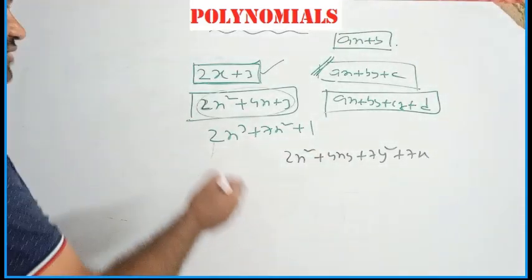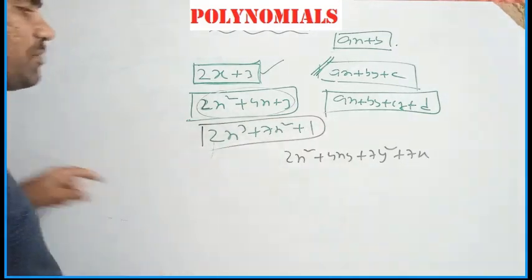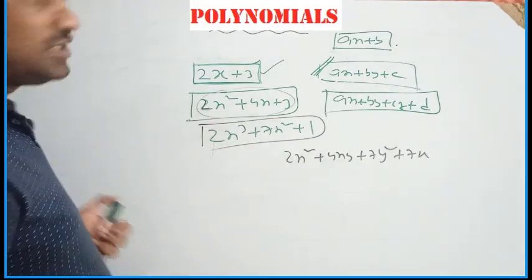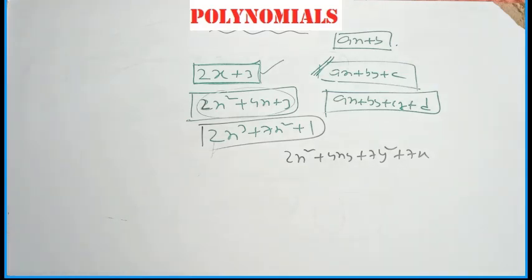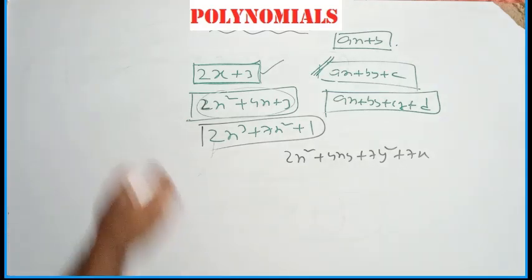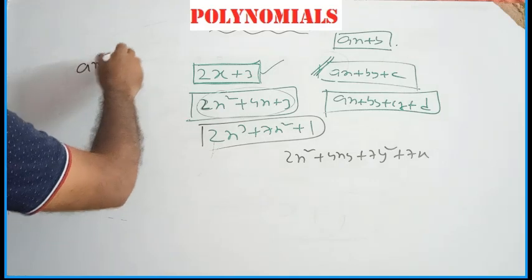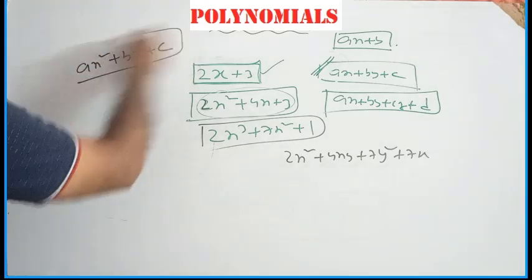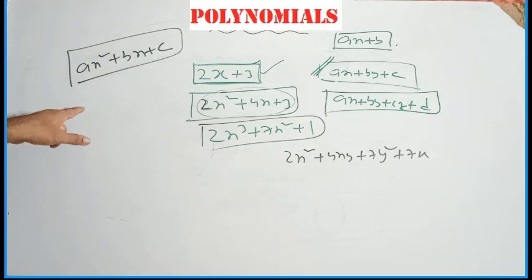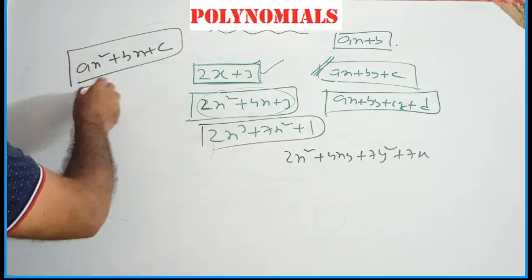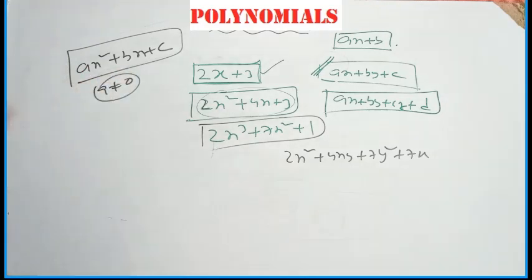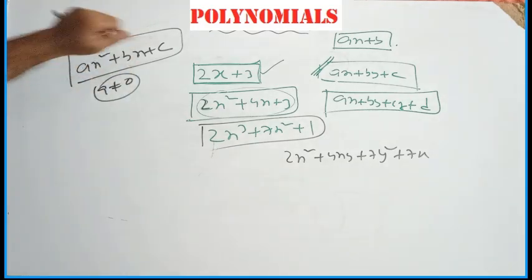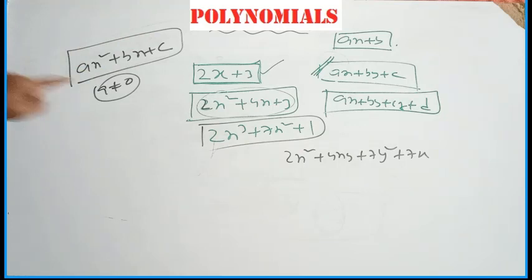So this is a third degree polynomial called a cubic polynomial involving one variable. Now I want to write the standard form of a second degree polynomial involving one variable. Ax square plus bx plus c is said to be a quadratic polynomial or second degree polynomial in x, provided a is not equal to 0. If a equal to 0, this may be linear or it may be constant. Understood? That's why here a is not equal to 0. So this is the standard form of a second degree polynomial in x.